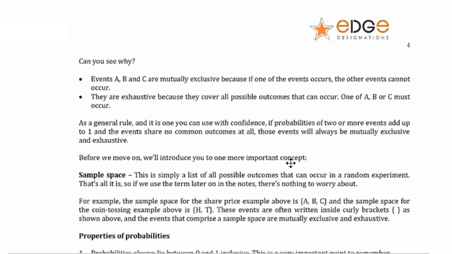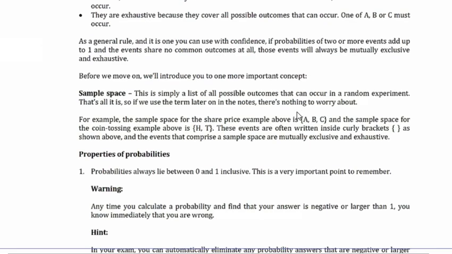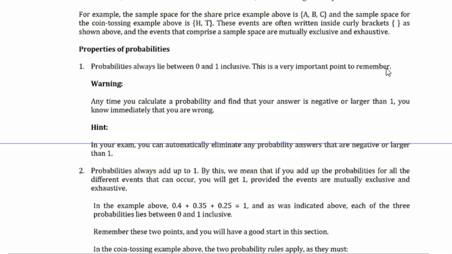I'm going to move on a little bit. We talk about our sample space. Sample space is nice and simple, so don't get bogged down by the terminology. A sample space is a list of all possible outcomes that can occur from our random experiment. We've seen that already. We've seen properties of probabilities as well: probabilities always lie between 0 and 1 inclusive, and my probabilities always sum to 1. I'm not going to spend more time here.